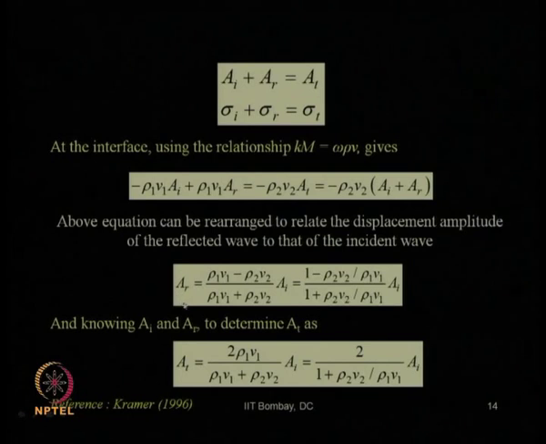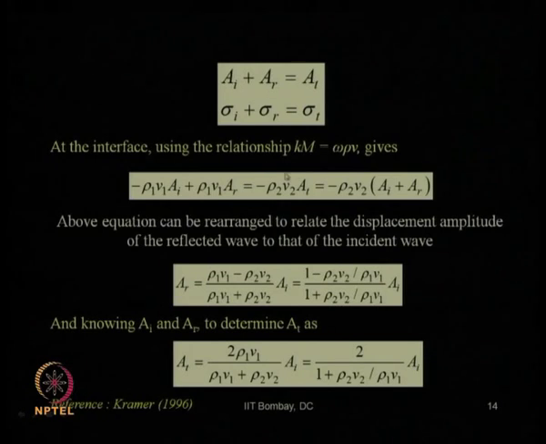Suppose we are interested to know the reflected wave amplitude, because in most of the cases, what will be known? The incident wave properties will be known. From a media we will know the stress and displacement of the incident wave. We have to now find out the stresses and displacement in the reflected and transmitted waves. That is what we are more concerned about in practice. So, this is the correlation.